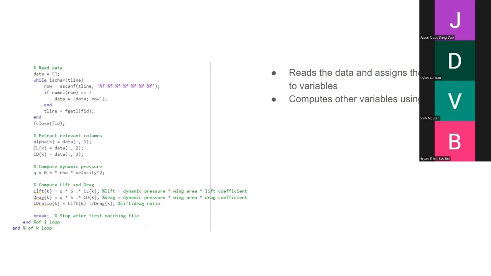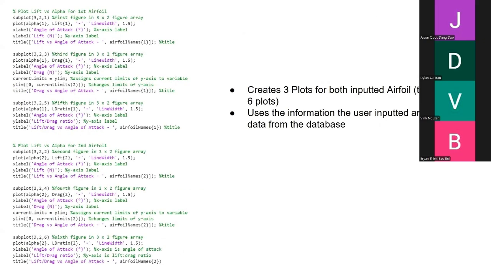This part of our code extracts our data, which is the angle of attack, lift coefficient, and drag coefficient. And then it will calculate our dynamic pressure, lift, drag, and lift-drag ratio. This part of the code creates a total of 6 plots in a 3x2 figure array based on the inputted information and airfoil data. The 3 plots in the first column belong to the first airfoil, while the other 3 belong to the second airfoil.